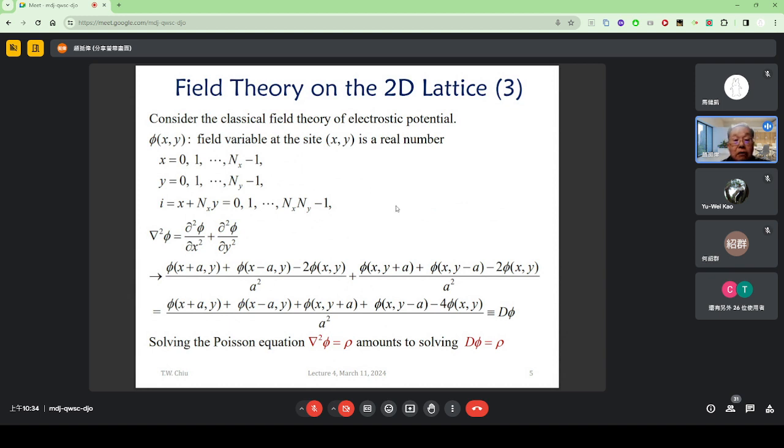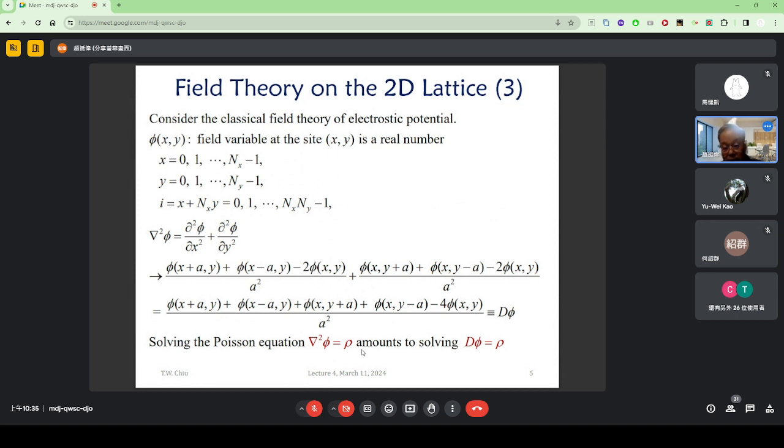So that means this can be easily generalized to 3 dimensions or any dimension you like. So now solving the Laplace equation amounts to solving this matrix equation. This is the continuum form, but we want to solve it on a lattice. In order to get the numerical solution, we have to put it on a lattice such that the number of field variables is finite, and then I can use numerical computation to solve the problem.